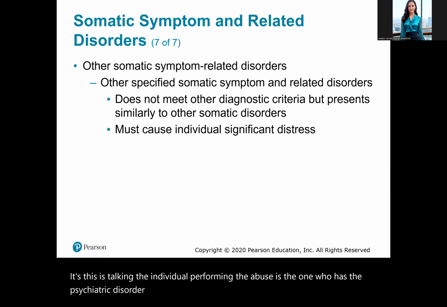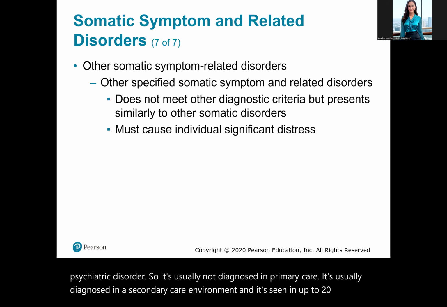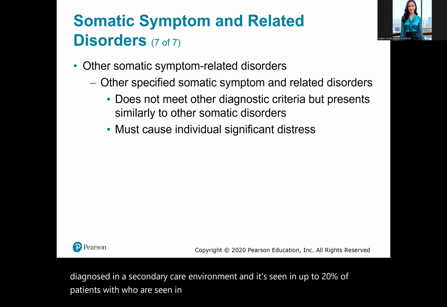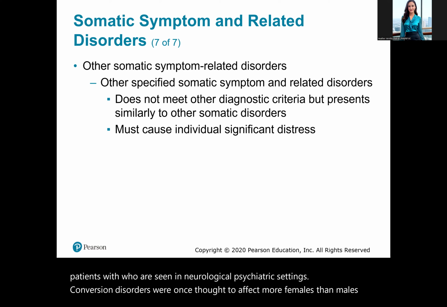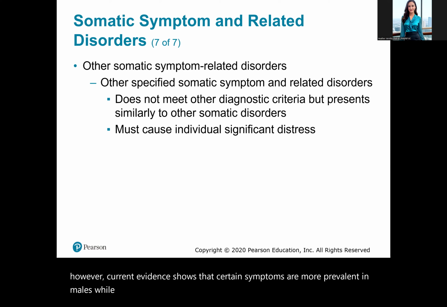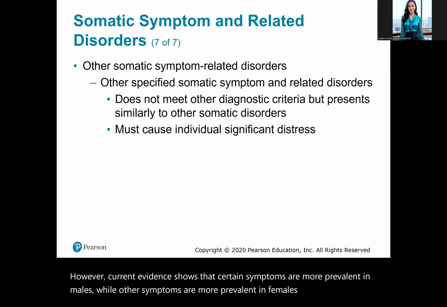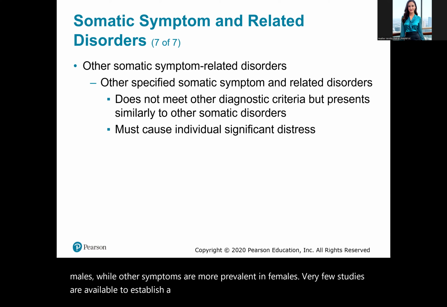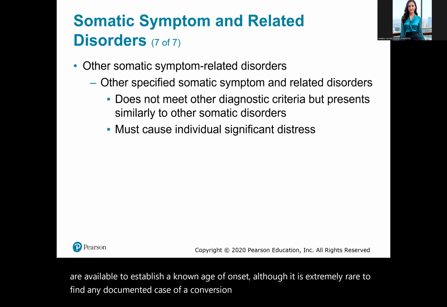So it's usually not diagnosed in primary care. It's usually diagnosed in a secondary care environment, and it's seen in up to 20% of patients who are seen in neurological psychiatric settings. Conversion disorders were once thought to affect more females than males. However, current evidence shows that certain symptoms are more prevalent in males, while other symptoms are more prevalent in females. Very few studies are available to establish a known age of onset, although it is extremely rare to find any documented case of a conversion disorder with patients under 10 years old.